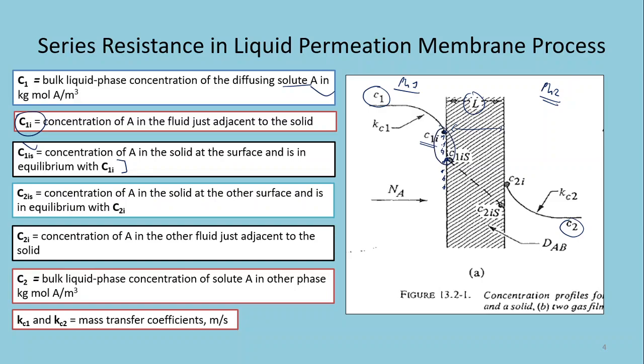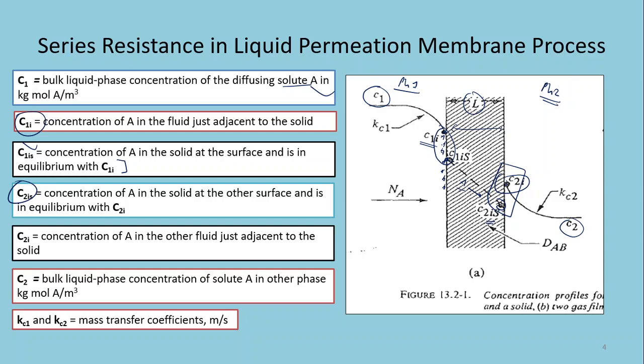The same case is again here. Then again it has to be transferred. A has to be diffused through the solid phase like this one. It is now diffusing from C1IS to C2IS. So C2IS is the concentration of A in the solid at the other surface and is in equilibrium with the C2I. So there is a relation between these two, the solid concentration and the concentration of A in the liquid phase adjacent to the solid.